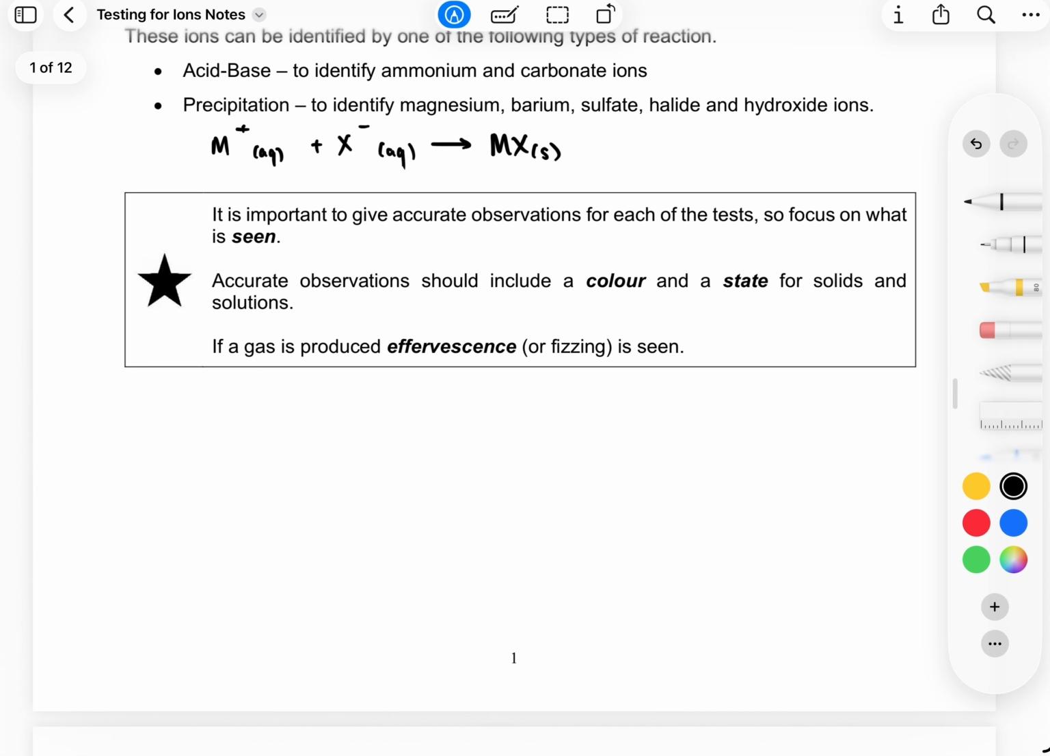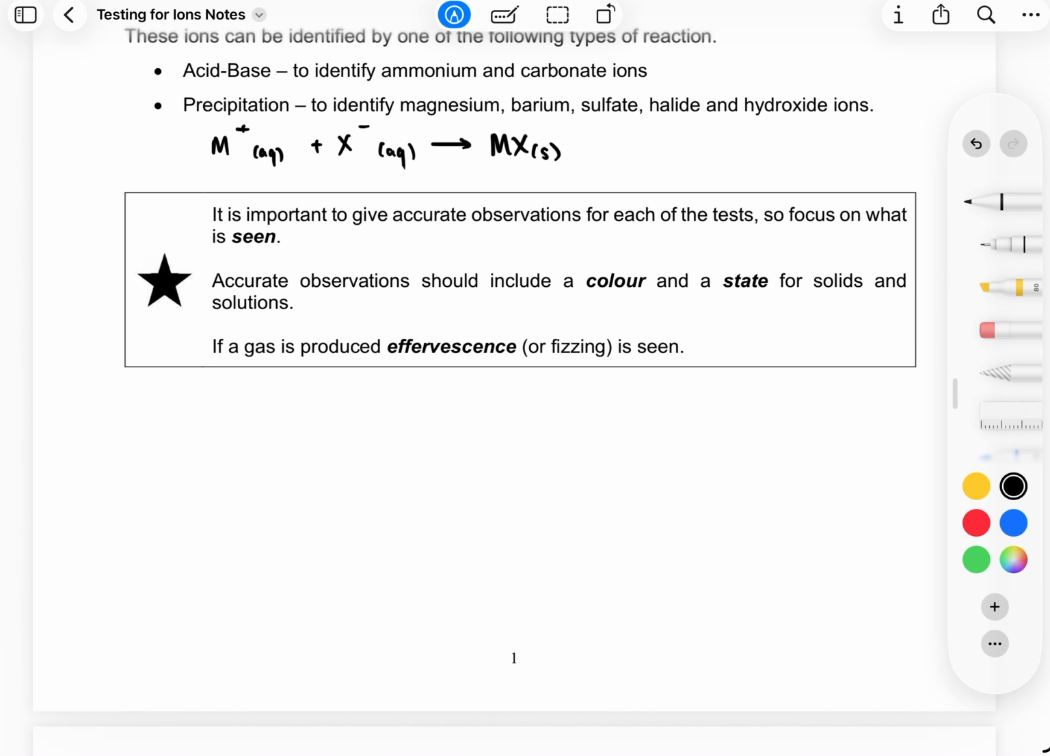What we can never write down is nothing, because we will always observe something. Even if no change is occurring, we still observe that nothing changed, or that we still have a colourless solution. But we never write down nothing. The word nothing implies that there was nothing to observe, and that's not true. You can still observe the chemicals that are present.